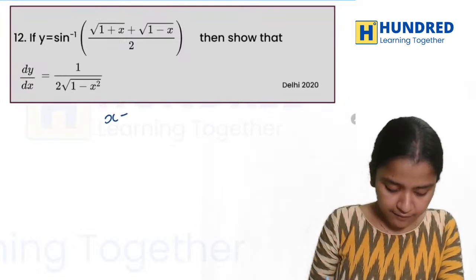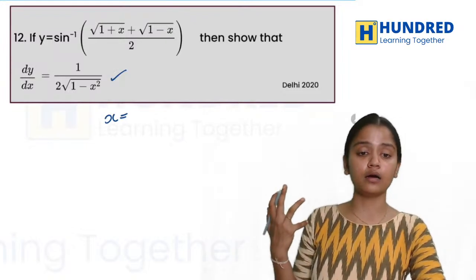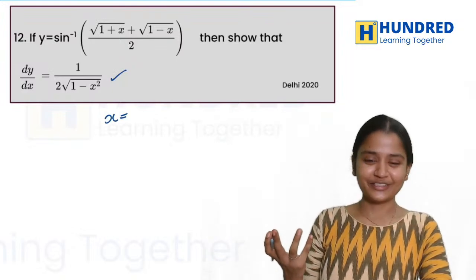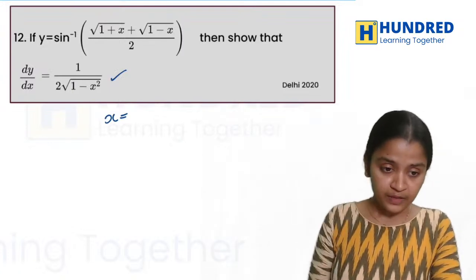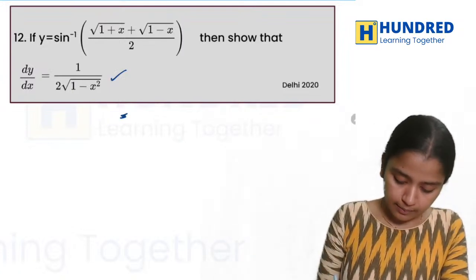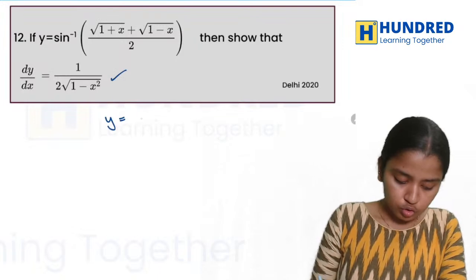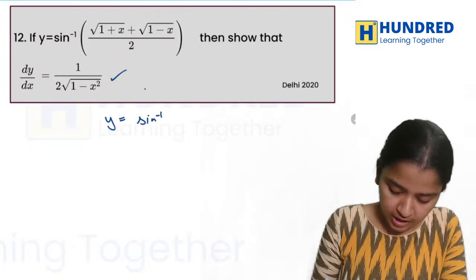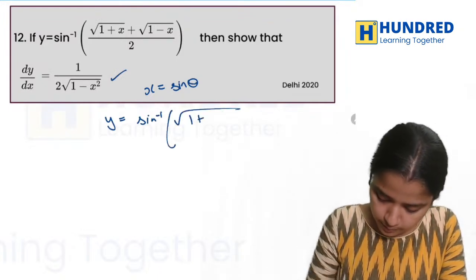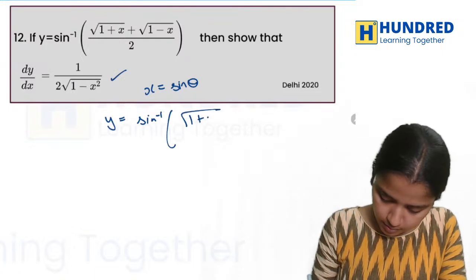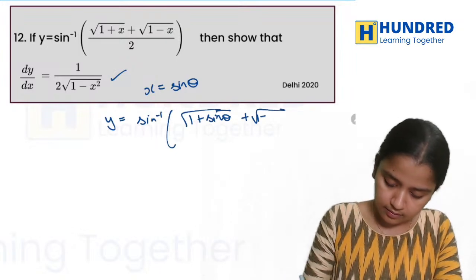So basically, they are asking us to prove this. y is given like this. I have to prove my dy by dx is equal to 1 by 2 into root of 1 minus x square. So I have to do it that way. So basically my y is equal to sine inverse. Here, instead of x, I am putting sin theta. So basically it will be root of 1 plus sin theta plus root of 1 minus sin theta.